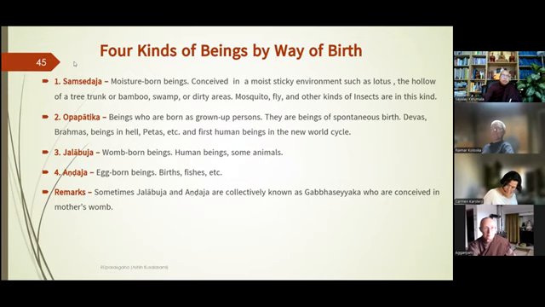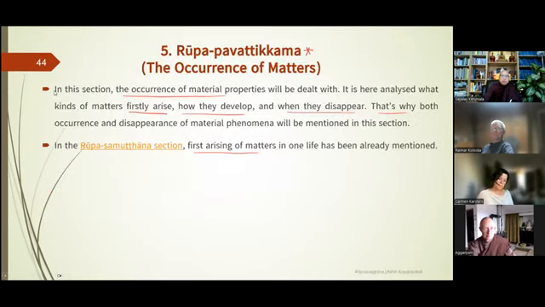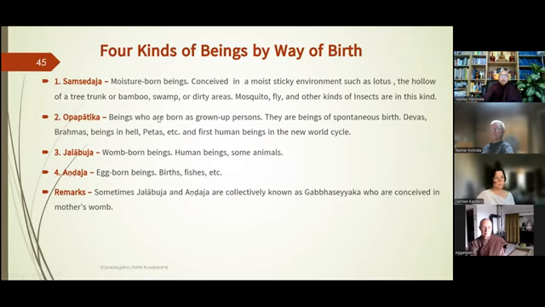Okay. So before we discuss the first occurrence, last occurrence, and final cessation of the material phenomena, we need to know the four kinds of beings by way of birth. Only after you know these four kinds of beings by way of birth can we continue. So here in the Abhidhamma, there are four kinds of beings.